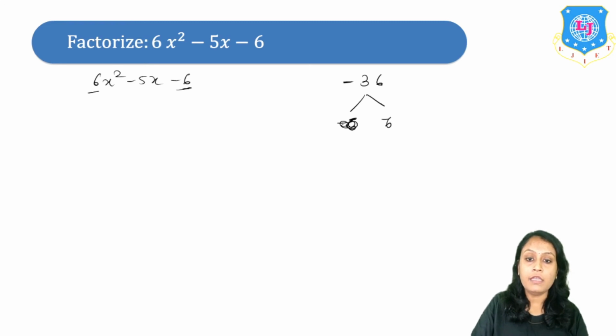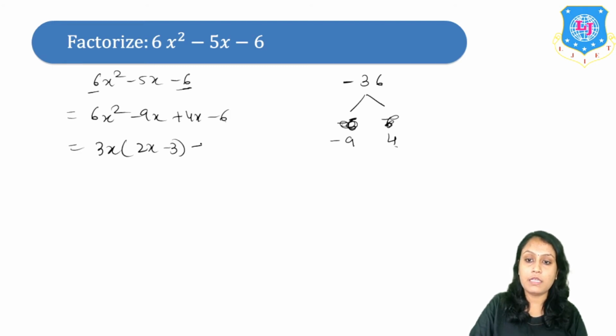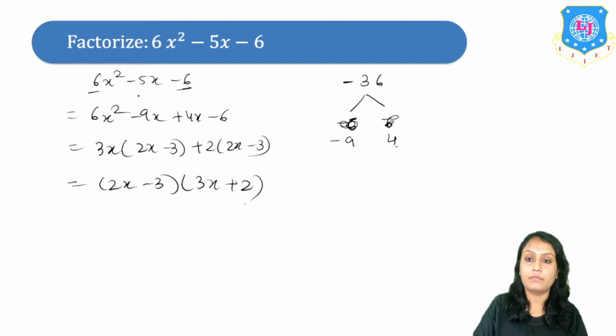Our target should be two numbers such that their multiplication is minus 36 and their addition is minus 5. So we'll take minus 9 and 4. Okay, if you will multiply, you will get minus 36, and if you will add them, you will get minus 5. So this is 6x square minus 9x plus 4x minus 6. Take out 3x common, so here we have 2x minus 3, plus 2 common, so 2x minus 3. So at last your final answer is 2x minus 3 into 3x plus 2.